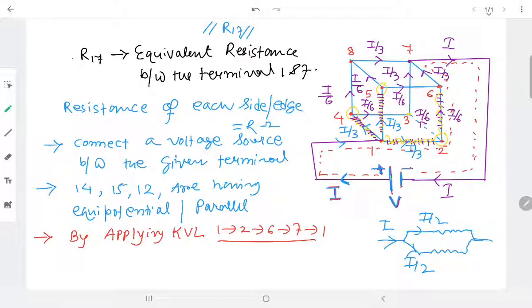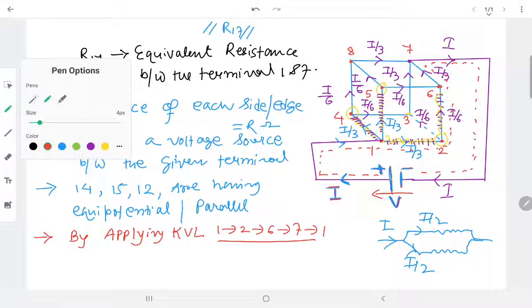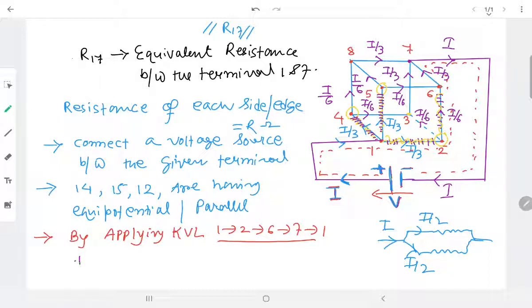So KVL means Kirchhoff's voltage law. Summation of all the voltages in any closed path or in any closed circuit is equal to 0. Again I am repeating, sum of all the voltages in any closed circuit or in any closed electrical path is equal to 0. Now first of all, voltage source is present. I am moving from minus to plus, so that's why I am writing plus V volt.